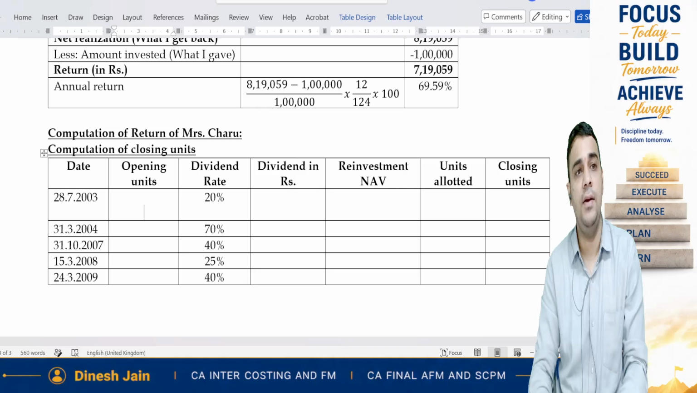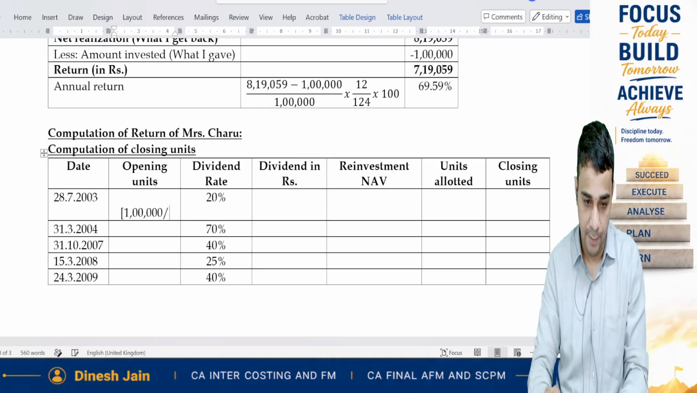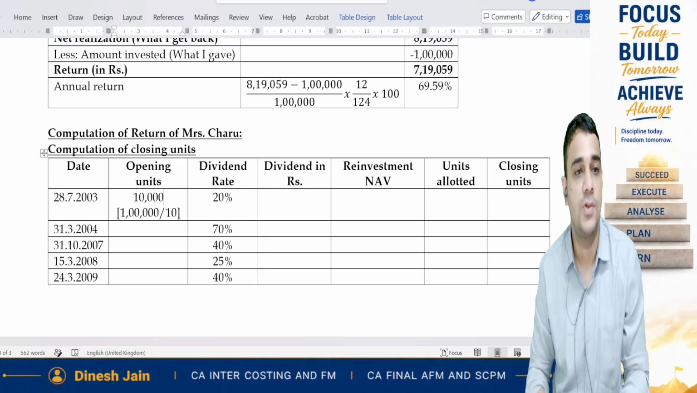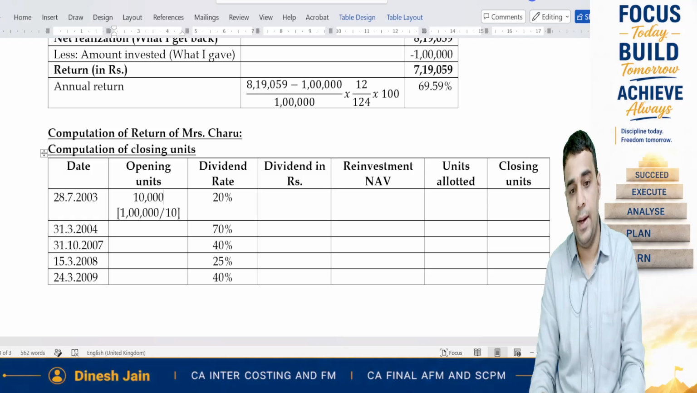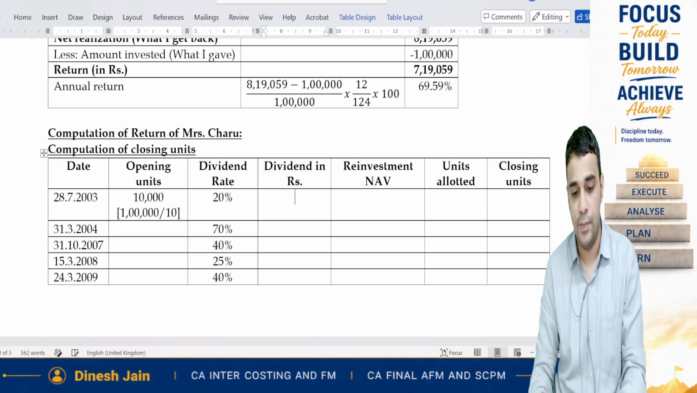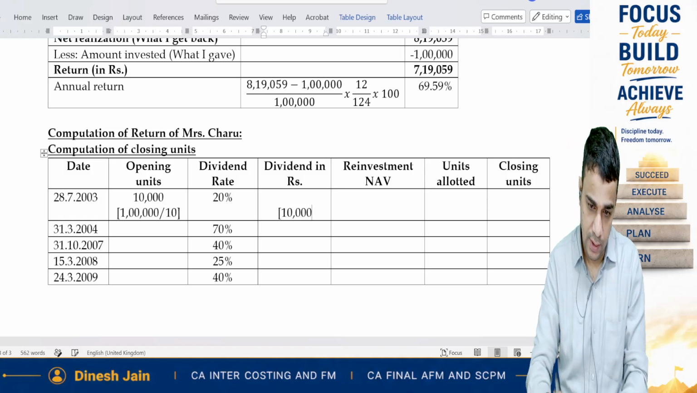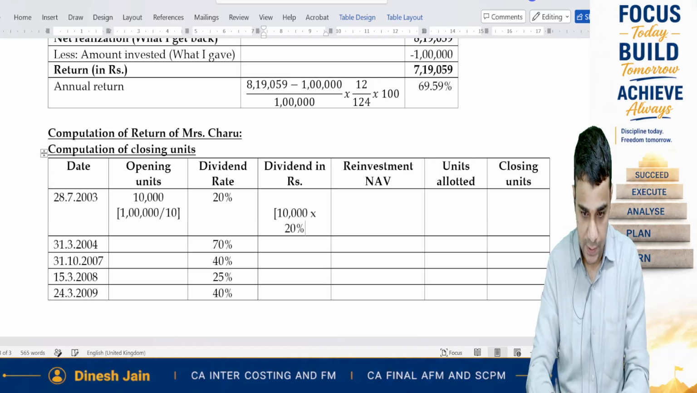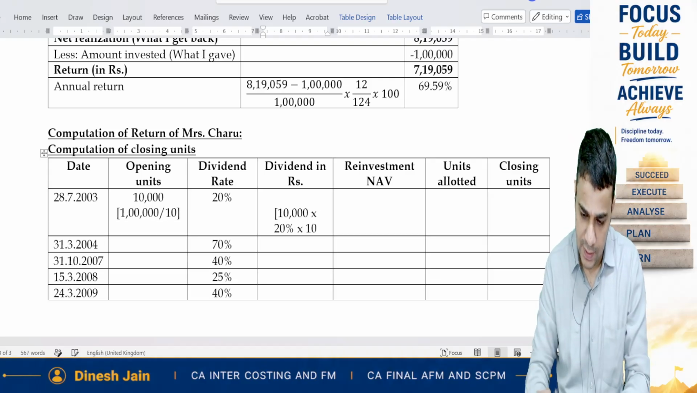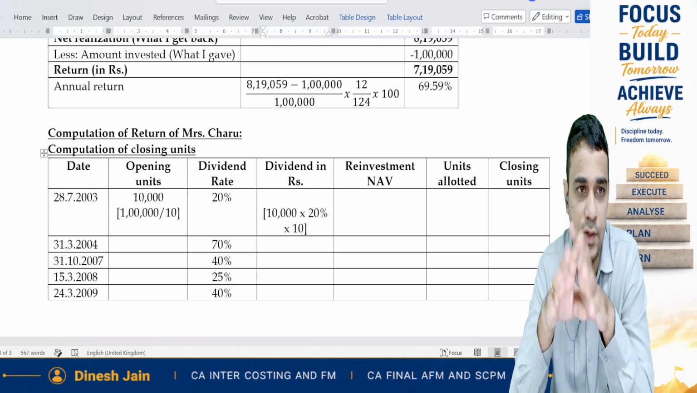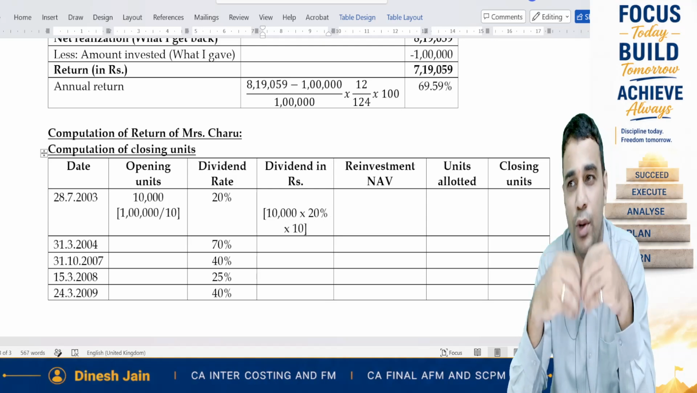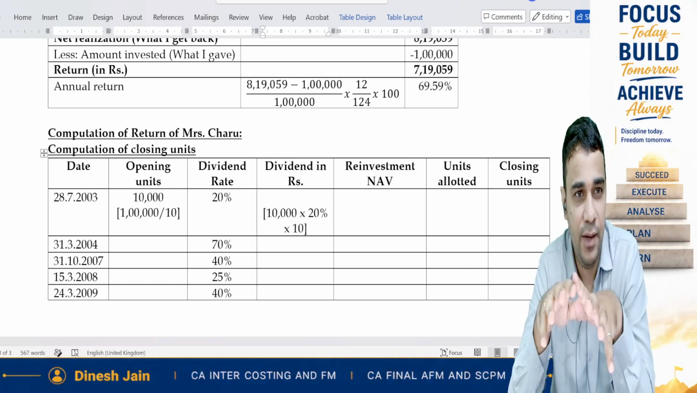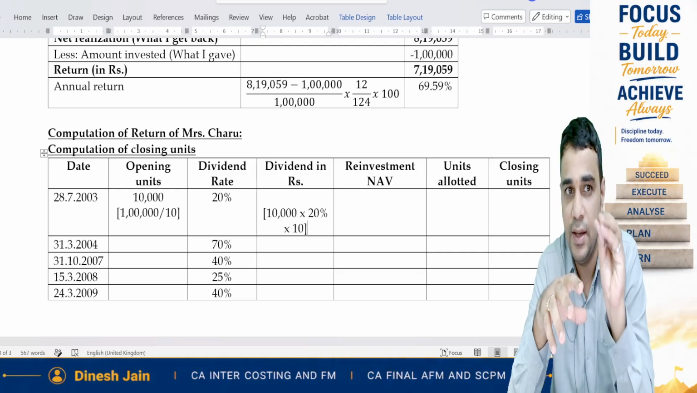How much was the investment done? 1 lakh divided by 10, 10,000. 10,000 into what percentage? 20% into. Some of you could have completed this earlier also because it's the same thing. I just wanted to do it in the class, but technically it is the same stuff explained in the previous class for one situation. Here we have 5 situations.